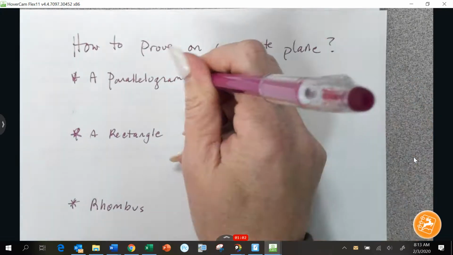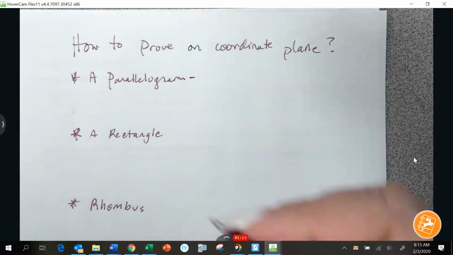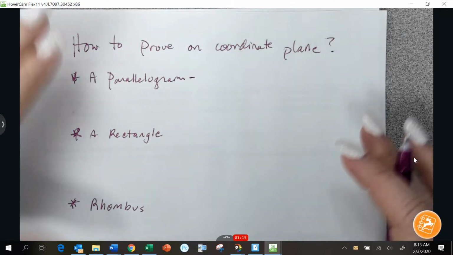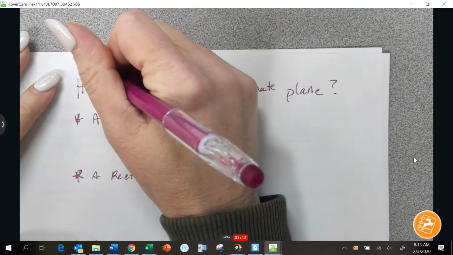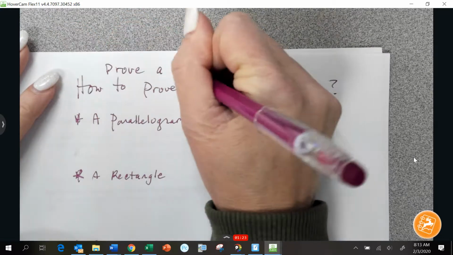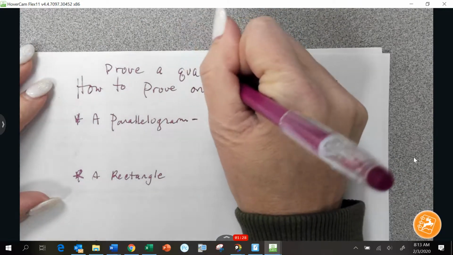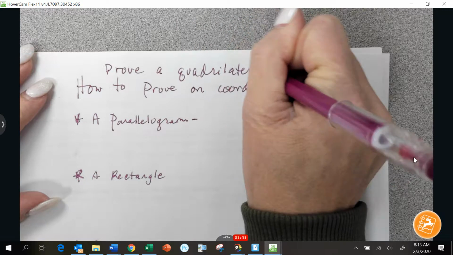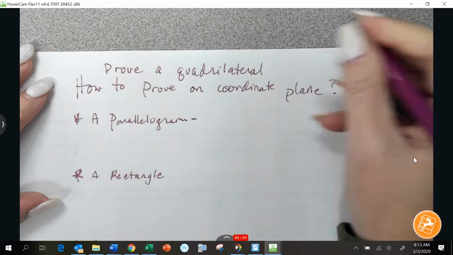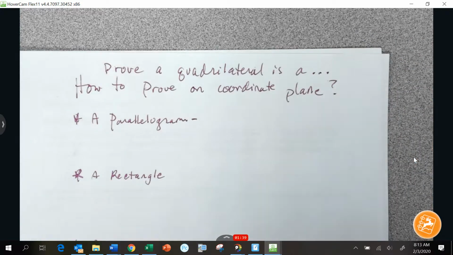So what do we know about parallelograms? Lynn, what's something you know about a parallelogram? 4 sides. 4 sides, okay. Would that be true for all of these? Okay. So I'm going to change my definition then, or my directions. Quadrilateral is a, okay, so I'm going to say we already know these have 4 sides.